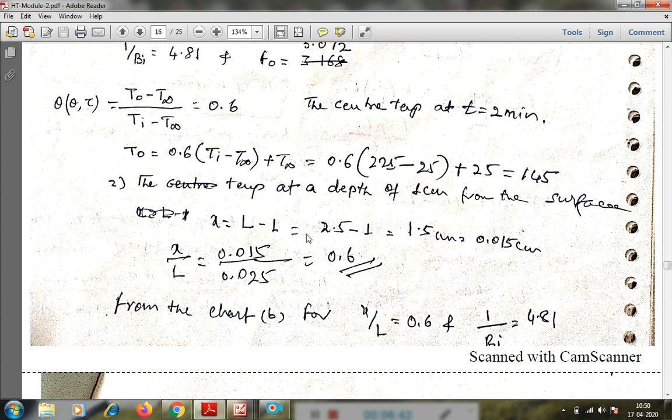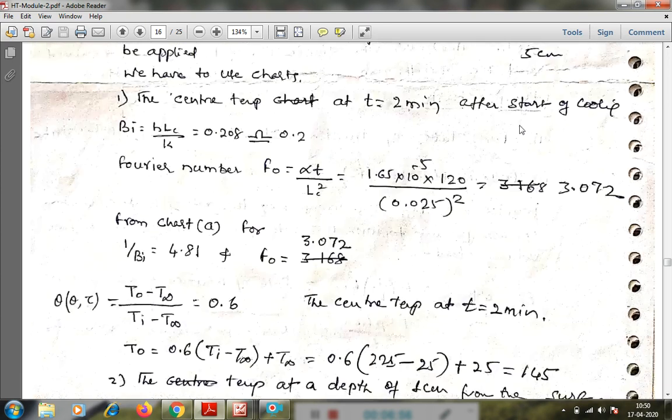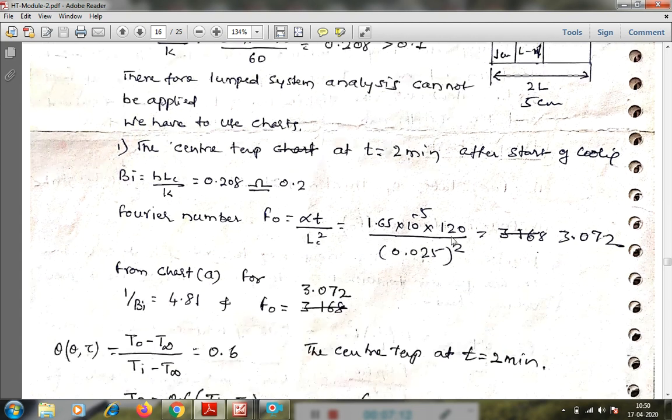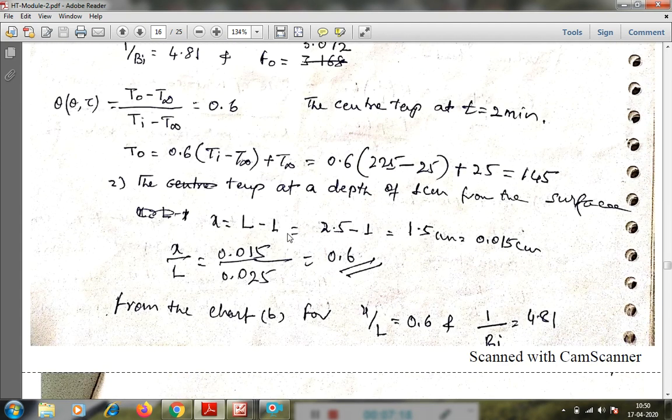Here the distance x is taken from the center, but the distance given is from the surface. Then to find x as a distance from the center, we have to do some calculation. This is 1 centimeter from the surface, and x we have to find. The total length L minus this 1 from the surface will give the x. That x we have calculated here: L minus 1 will give x as 1.5 centimeter, therefore 0.015.